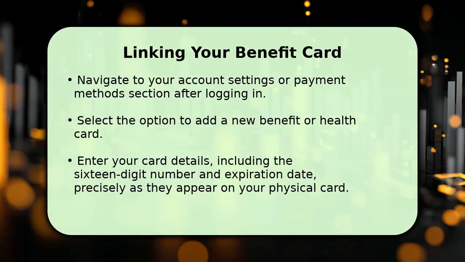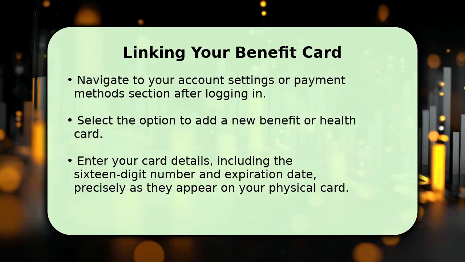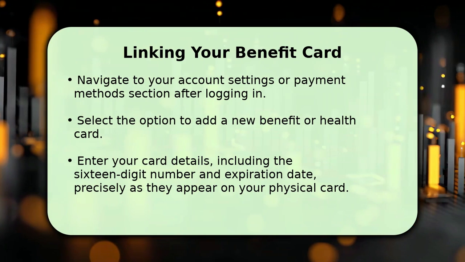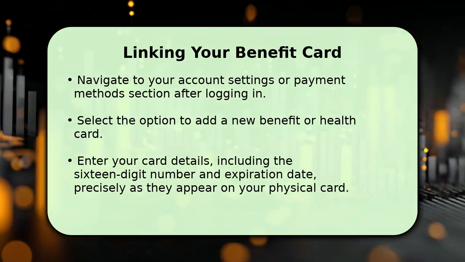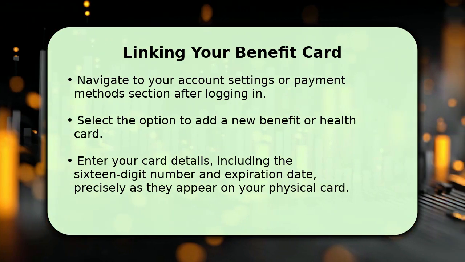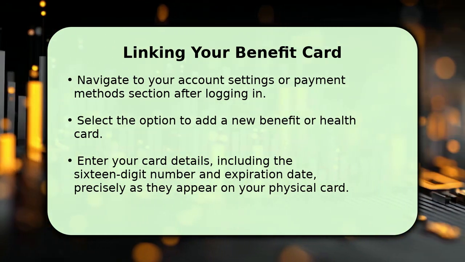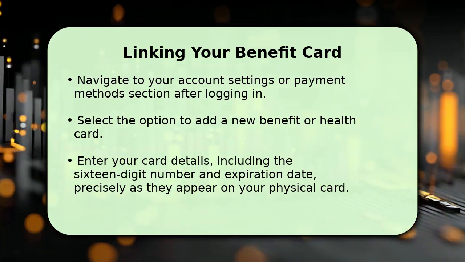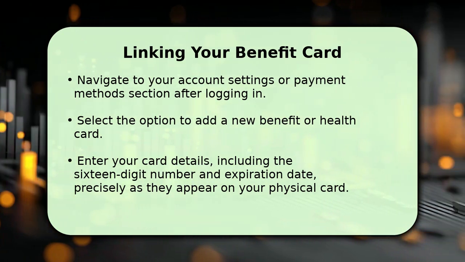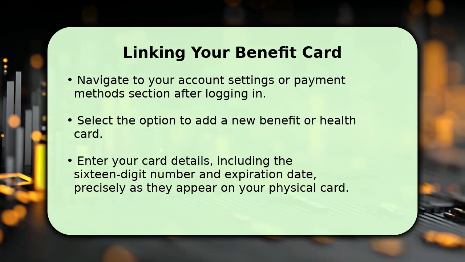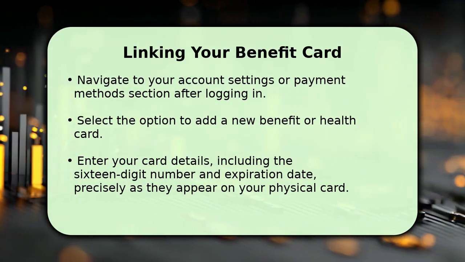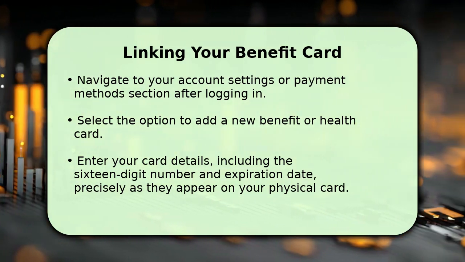Once logged in, you will need to link your benefit card to your Walmart.com account. Look for the Account section or Payment Methods in the navigation menu. From there, select the option to add a new benefit card. Carefully input your card's 16-digit number, the expiration date, and any other required security information. This step securely connects your benefits to your online profile, allowing for future purchases.